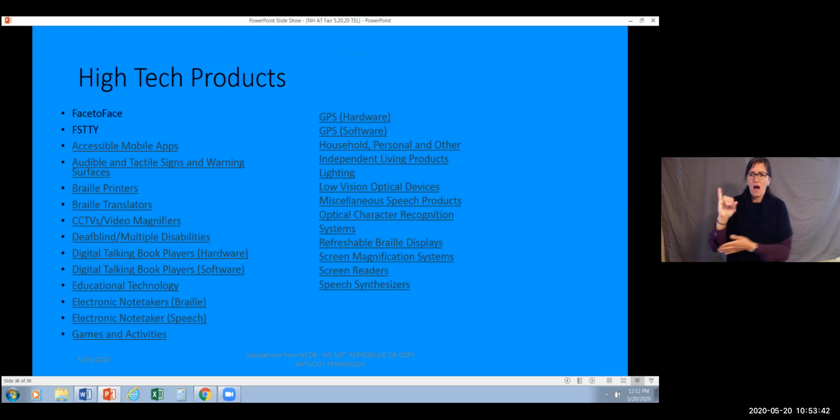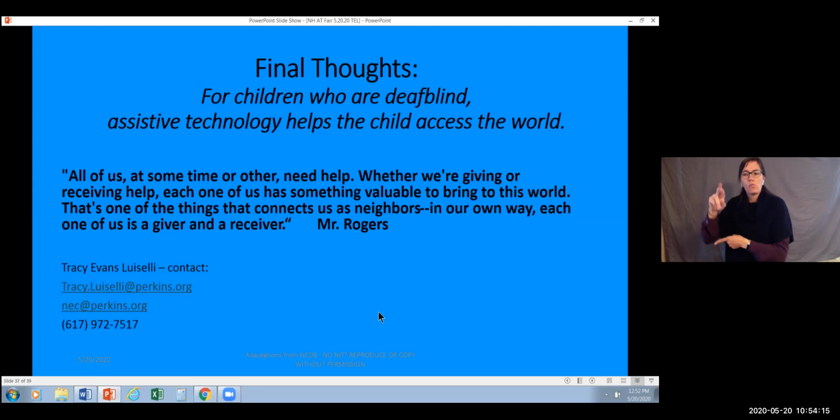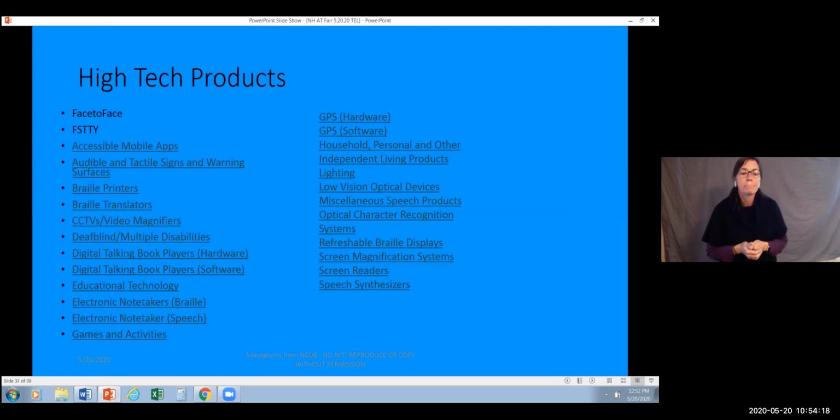So here's a huge list of the high-tech products. Again, there's not enough time to go through all of these today. They're really extremely vast, everything from mobile apps to Braille to educational technology, note takers and such. So I really encourage you, if you have questions, to take a look at these lists. They're all indicated in the product section here.